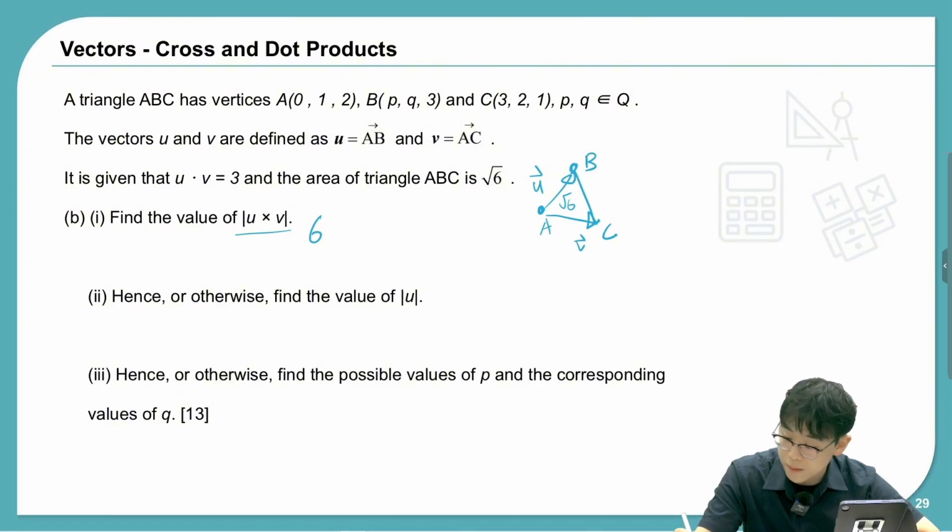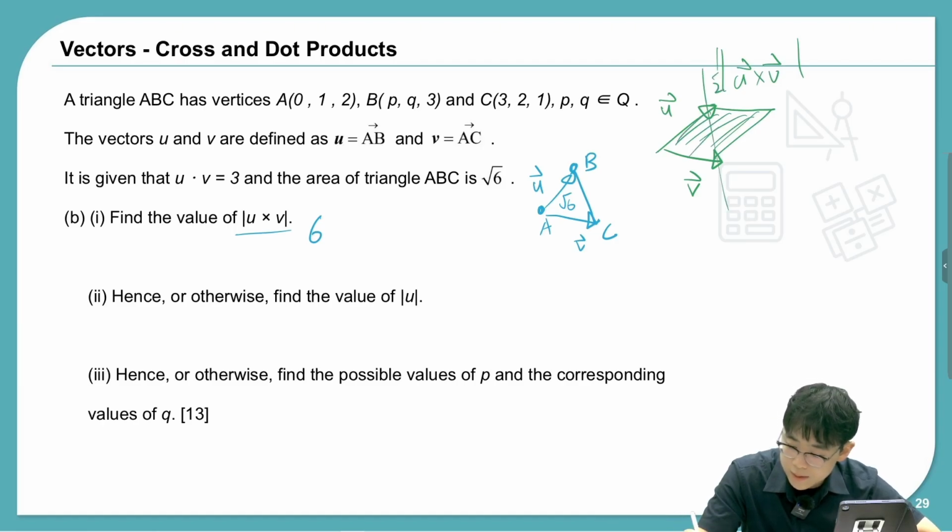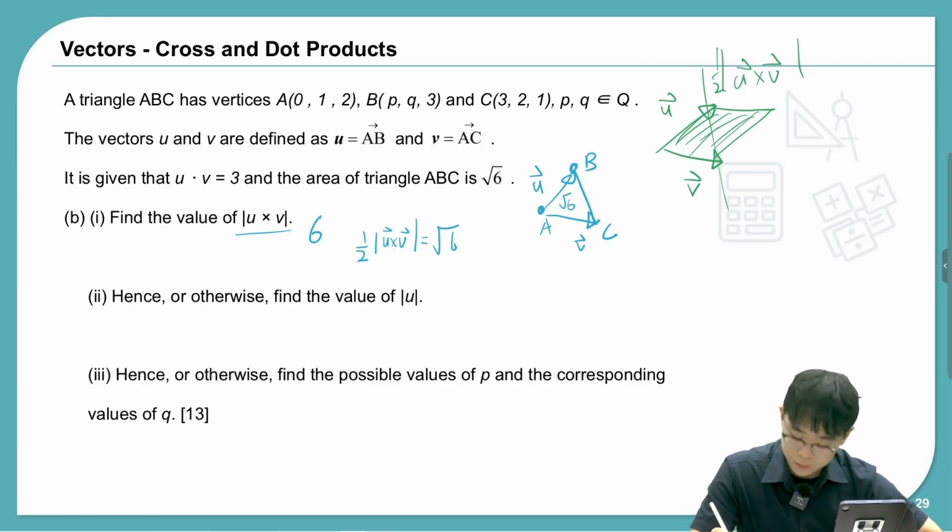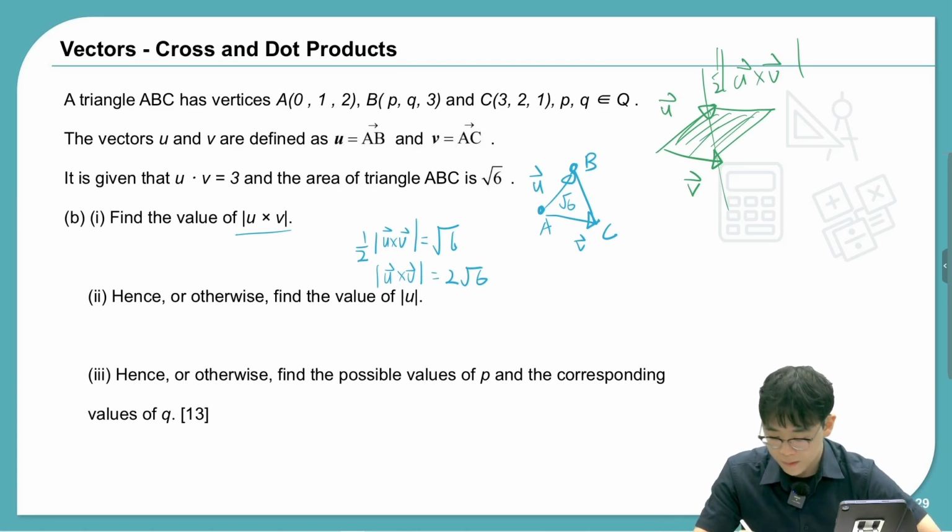Well, naturally that's just going to be 6, right? Because if you have two vectors like u and v, then u cross product v, the magnitude of that, gives the area of this parallelogram. Half of that is going to be the triangle, right? So what we would just say is 1/2 u cross v is going to be the area of the triangle, which is 3, or I meant root 6. So what the u cross v modulus is going to be, it's just going to be 2 root 6. Okay. So yeah, that's how we would do part BI.